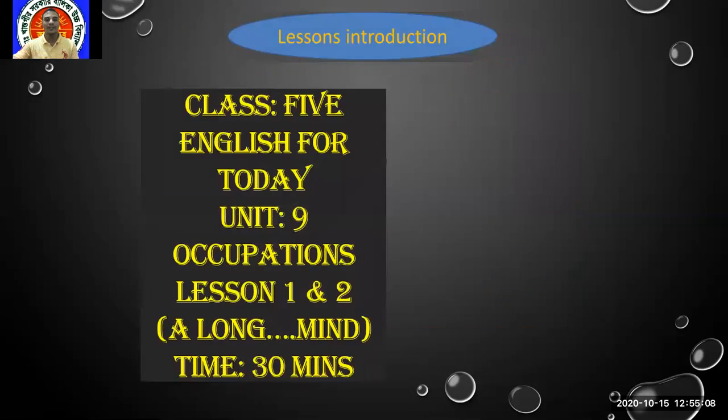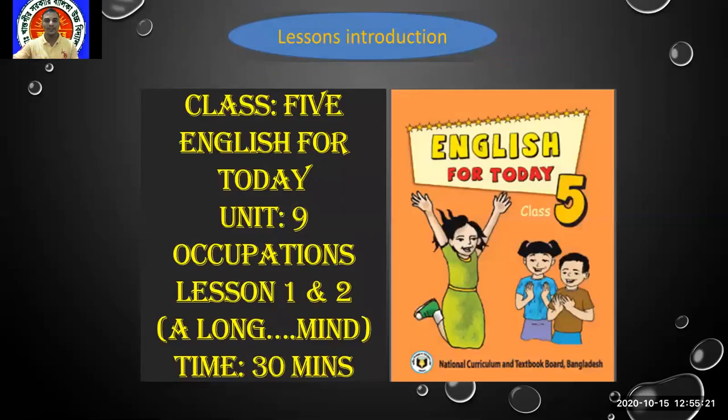Our today's class is for class 5 students, English for Today, Unit 9, Occupations, Lesson 1 and 2. My allocated time for this class is 30 minutes. Here are the learning outcomes.